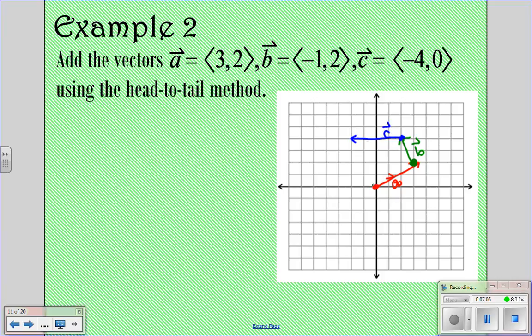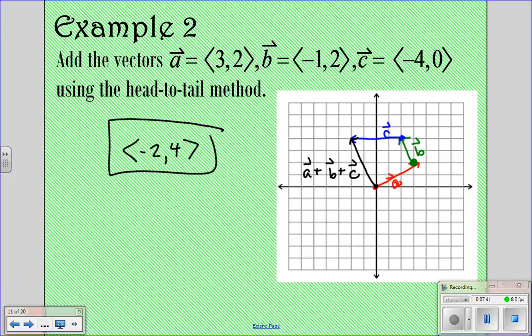The final vector, we go back to where we started, which was at the origin, and we connect it to where we ended, the head of the final vector that we had. And so this black is the sum of vector A plus vector B plus vector C. Okay? And so we go left 2 and then up 4. So the sum is -2, 4. And so that would be your answer. So that's how you use the head to tail method.